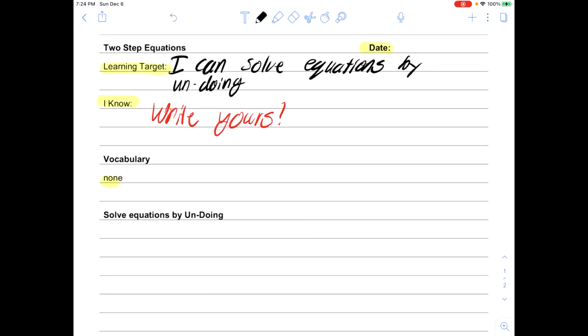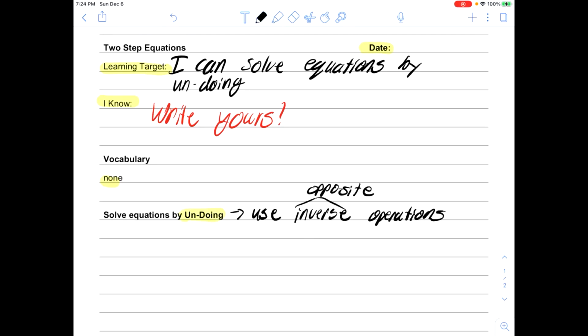So talking about solving equations by undoing. When we do this, we are going to be using what's called inverse operations. Inverse operations basically are the opposite. So when we are undoing, we are going to be doing the opposite of an operation.